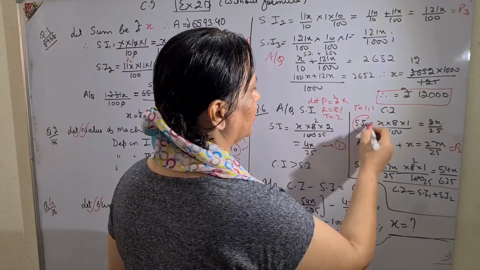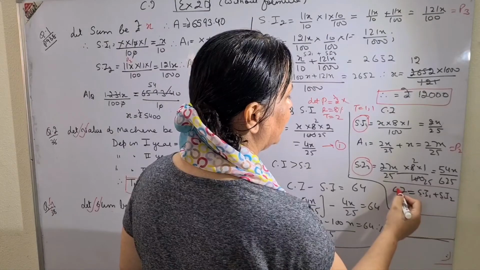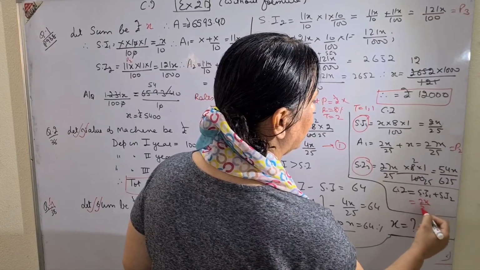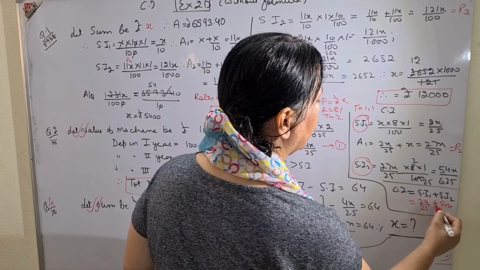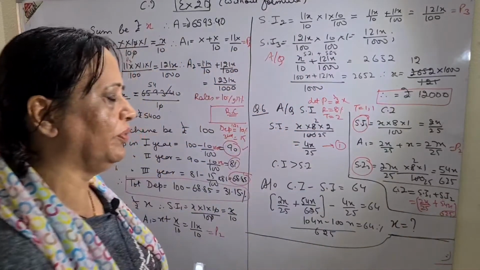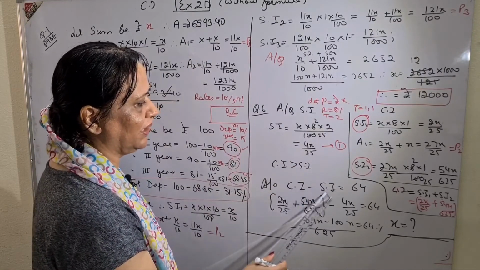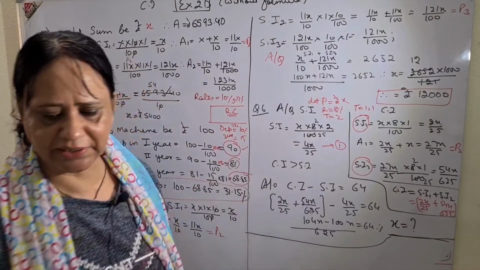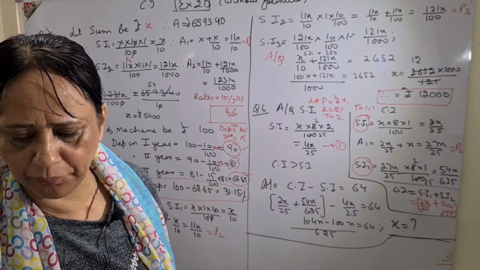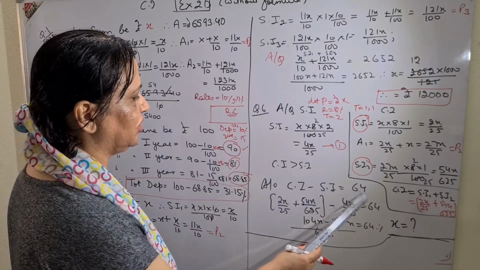Now the total compound interest will be CI1 and CI2. You will add it. So I added CI1 plus CI2. That is the total compound interest. That means 2X upon 25 plus 54X upon 625. And I have told you before also that compound interest is greater than simple interest for the same data. So compound interest minus simple interest is given equal to 64. It is given in the question that the difference of interest per annum compounded annually be rupees 64 in 2 years. So I took the difference between compound interest and simple interest to be 64.